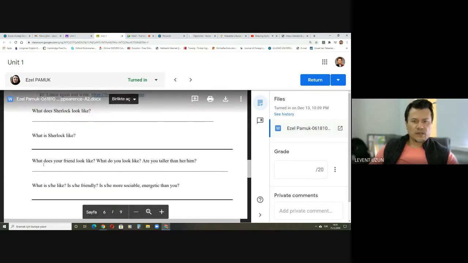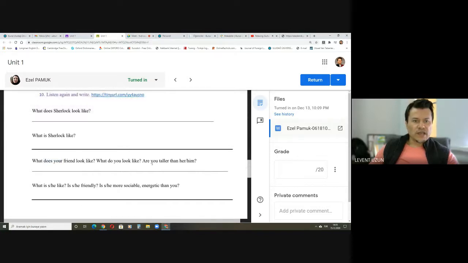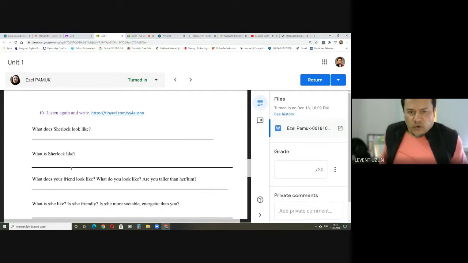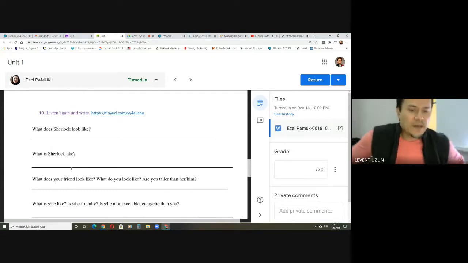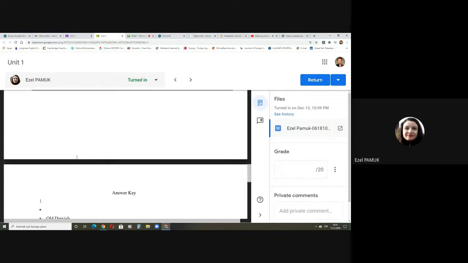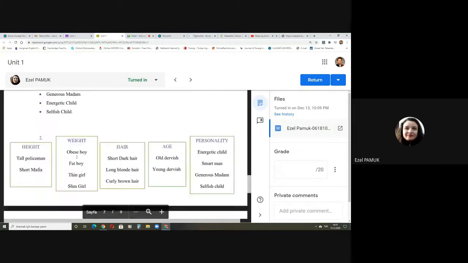This one, what does your friend... now you go with simple present tense. What do you look like? Are you taller than her, him? Well, you have prepared something that... Are you both of them? learners. We cannot, of course, give them to second or third graders because appearance needs to be taught in the seventh grade.